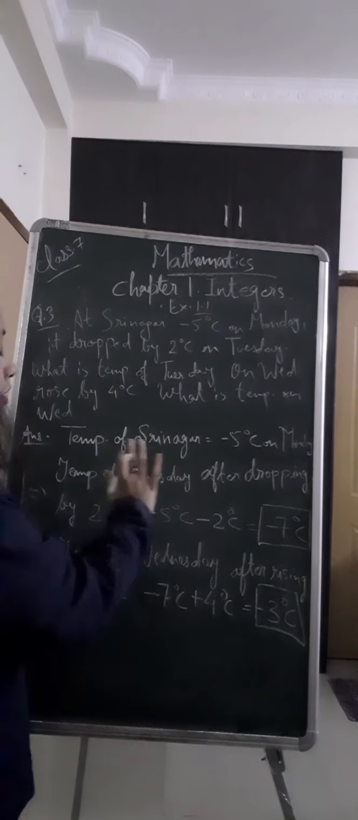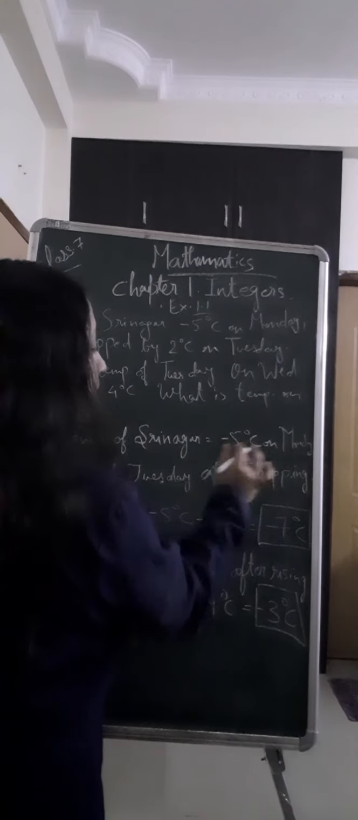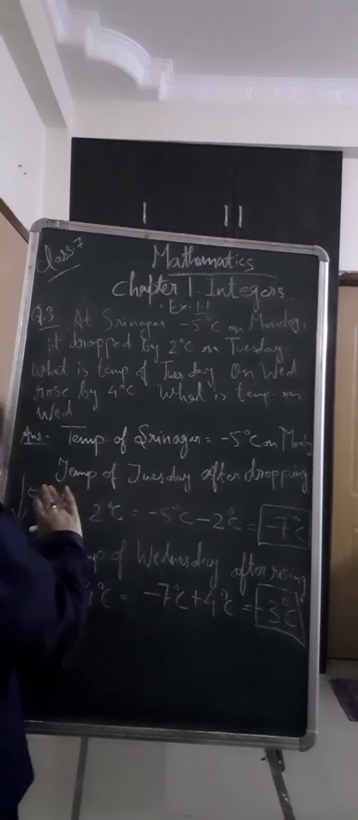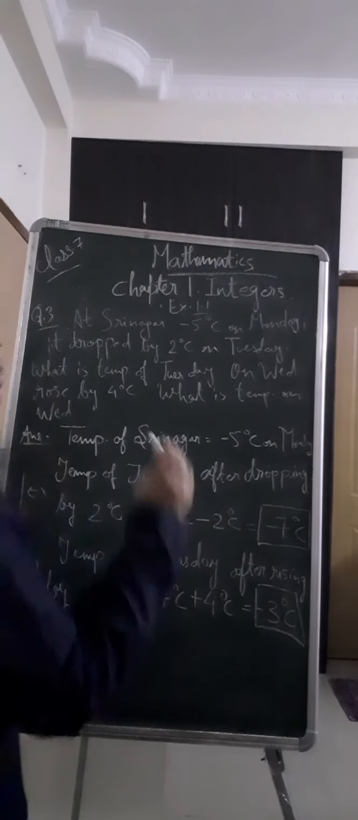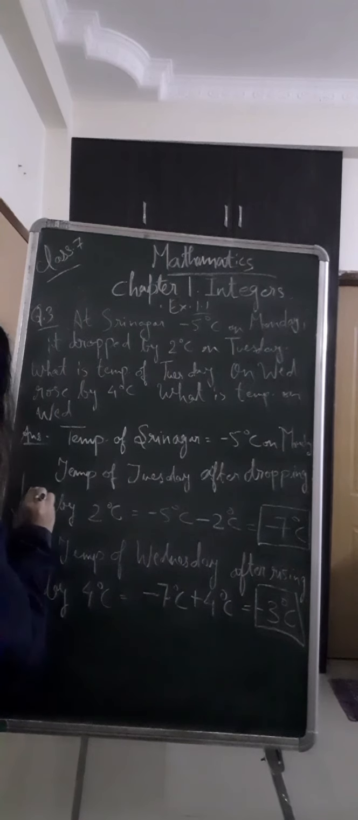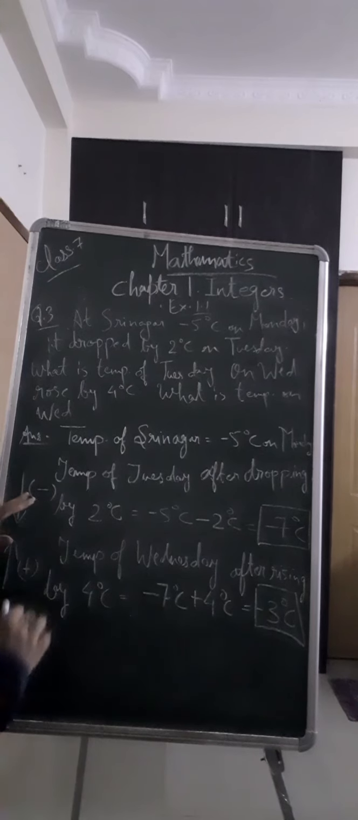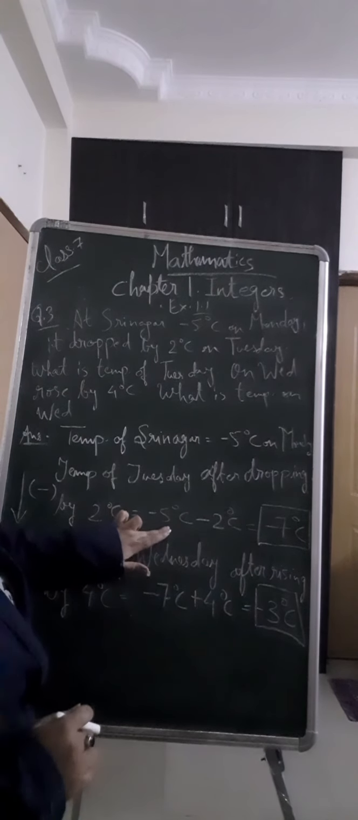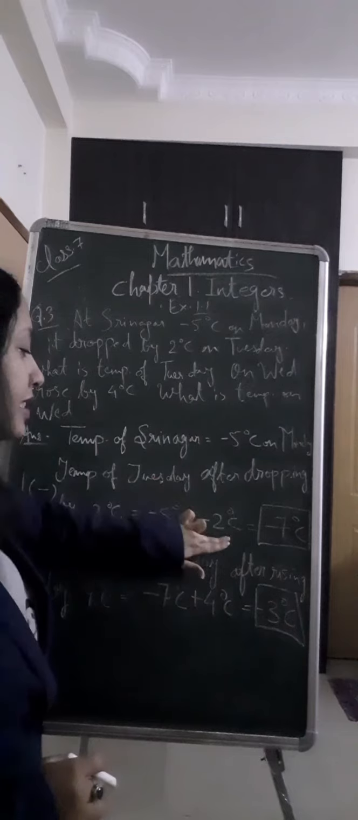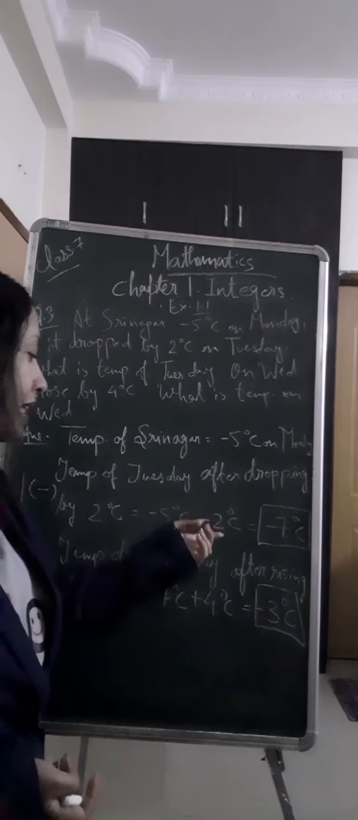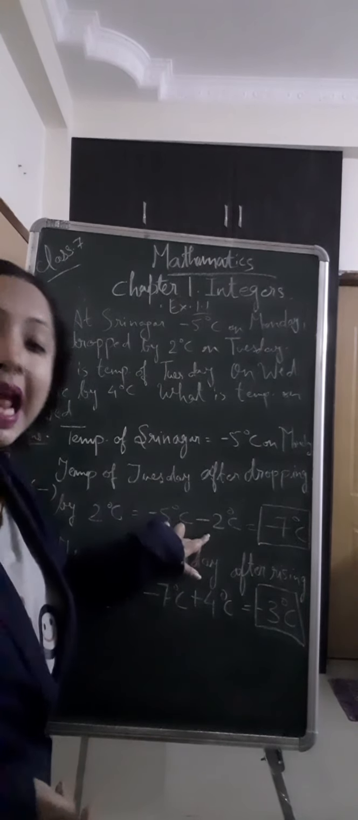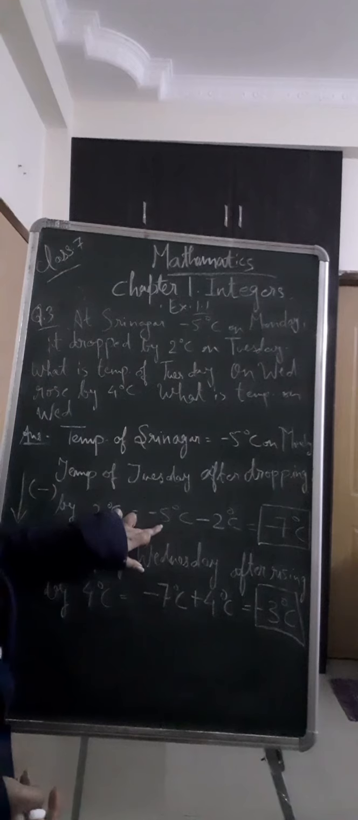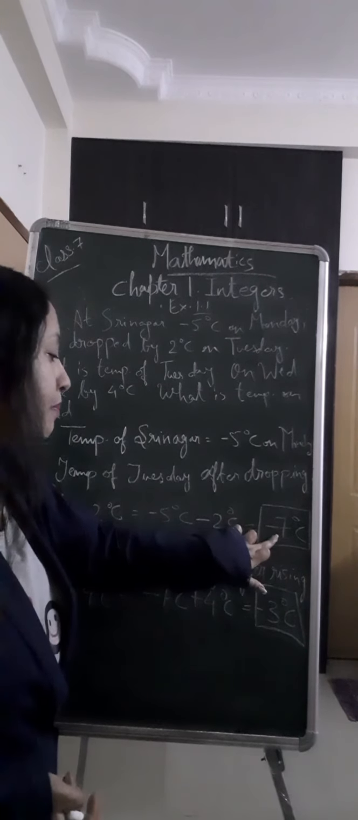So let us see. Children, the temperature of Srinagar on Monday was minus 5 degrees Celsius. On Tuesday, after dropping by 2 degrees: since the temperature dropped, it will be represented by a negative integer, isn't it? So minus 5 degrees Celsius minus 2 degrees Celsius. Both have minus signs, so they will get added with each other. Minus 5 minus 2 will give us minus 7.